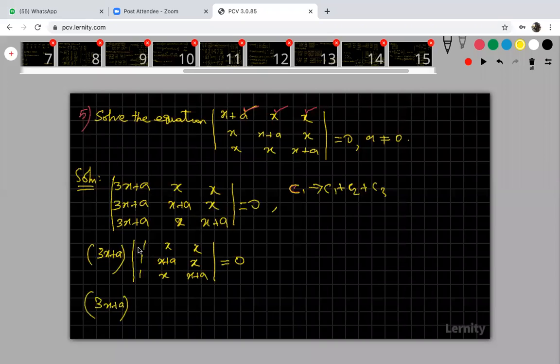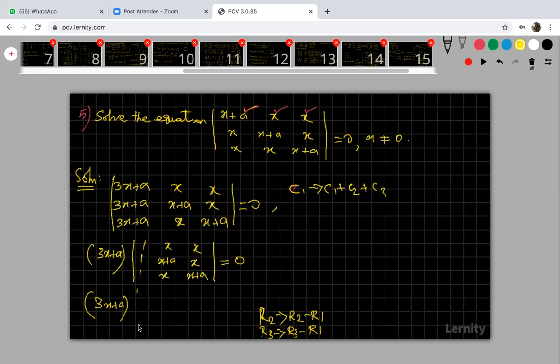Okay, so now this is 3x plus a. I have already told that if you are getting 1, 1, 1, we can make it as 1, 0, 0. How to apply that? Apply my R2 as R2 minus R1, and my R3 as R3 minus R1. Apply these two row operations and make this portion 0, this portion 0.